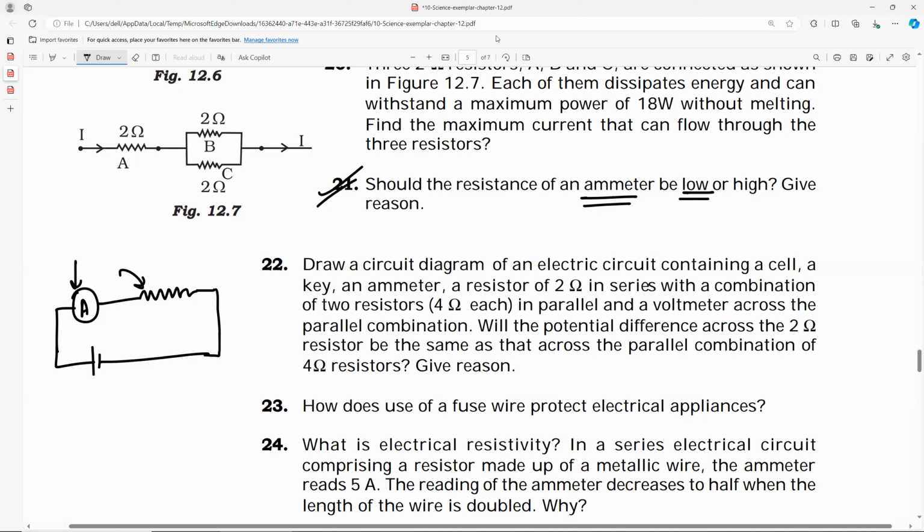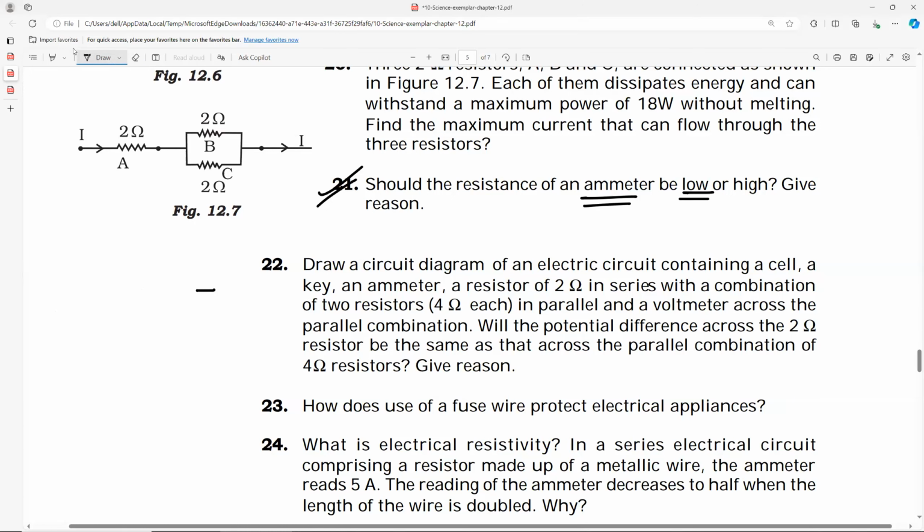Now you have done this one, everybody. 22. Will you be able to draw the circuits? Tell me, everyone. Jobita, am I audible to you? Yes. Why not speaking? Okay, did you draw this one? Will you be able to draw this one? This is a very simple question.